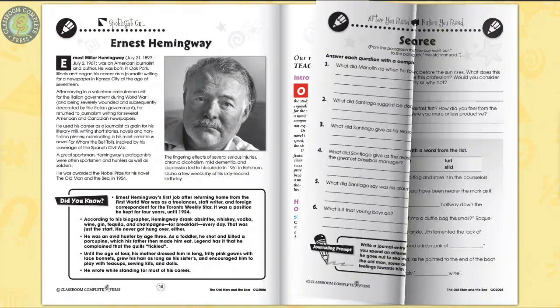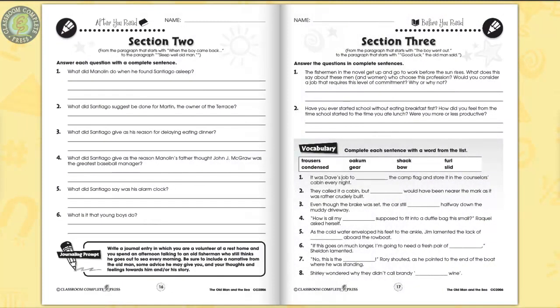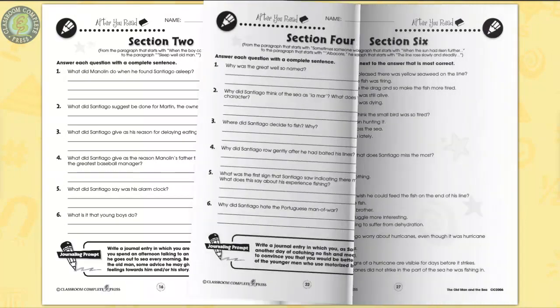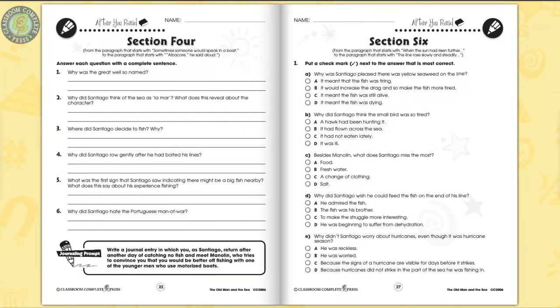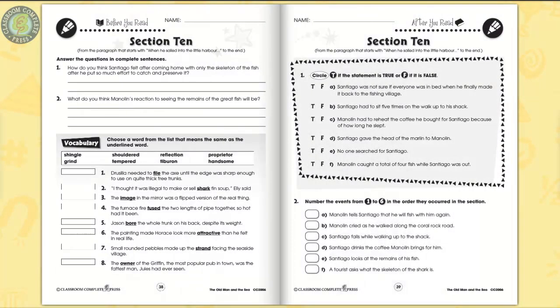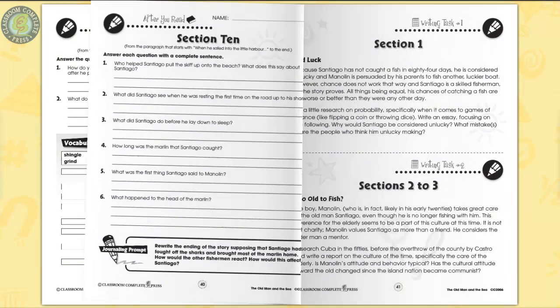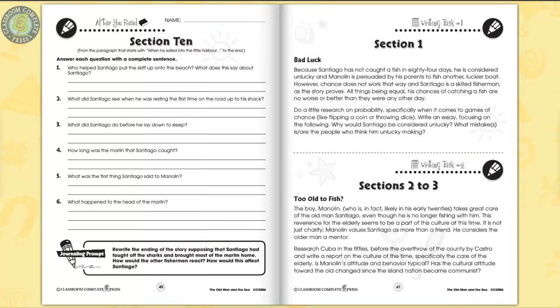author biography. Become familiar with vocabulary words by using them to complete unfinished sentences. Explore the character of Santiago by indicating what he said that suggested big fish were nearby and what this says about his experience. Put events between Manolin and Santiago in the order that they happen after Santiago's fight with the marlin. 6 additional writing tasks follow.